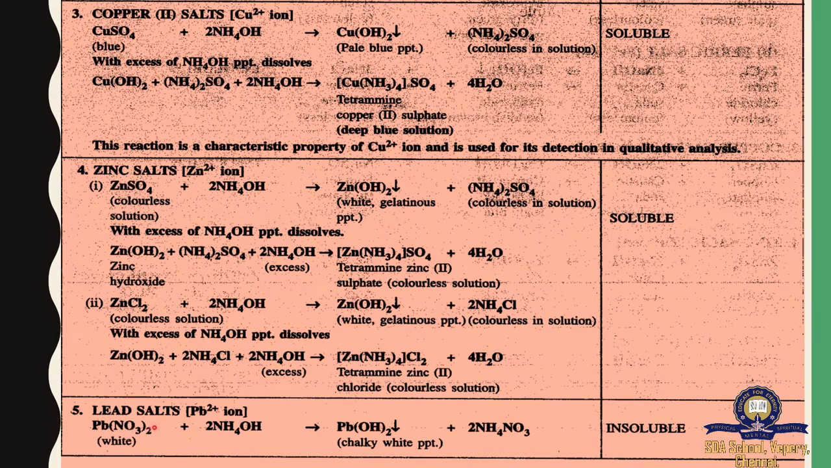Next, lead salt. When lead nitrate is reacting with ammonium hydroxide, lead hydroxide has been precipitated. It is a chalky white precipitate and then ammonium nitrate salt is produced. It is insoluble. Only the copper and zinc salts are soluble in excess ammonium hydroxide. The remaining salts are not soluble in excess ammonium hydroxide. It keeps forming a precipitate.